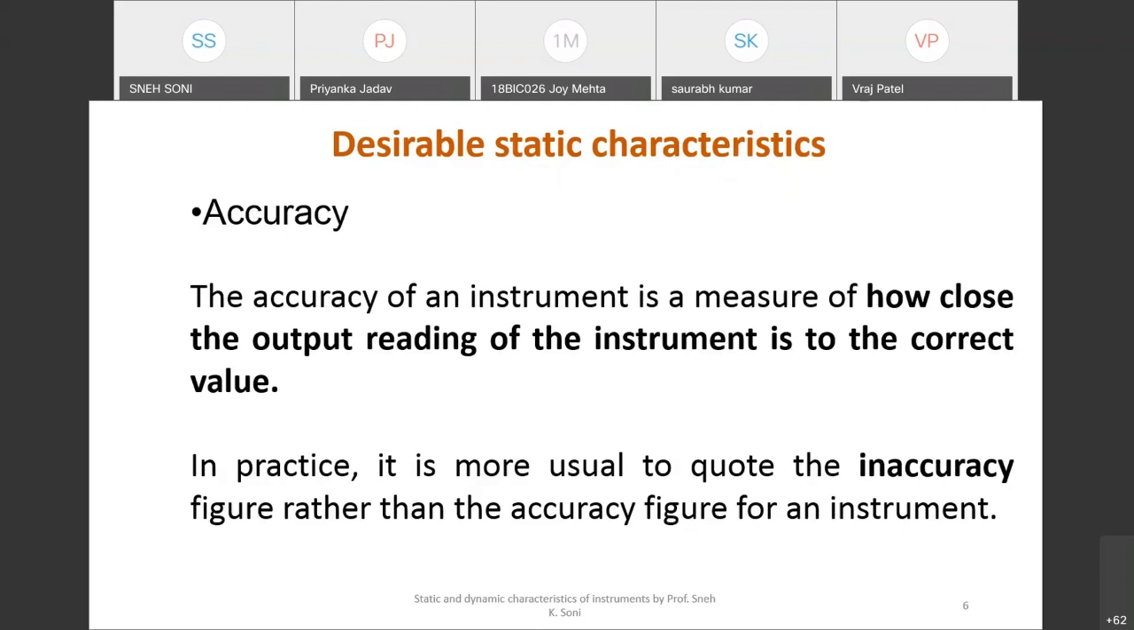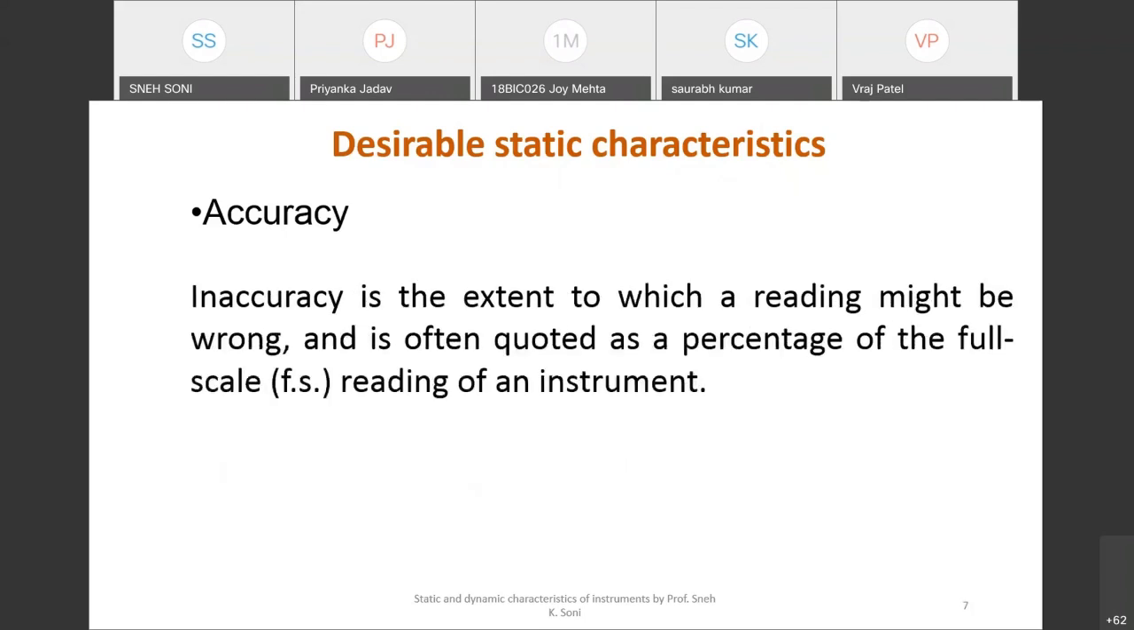So I have taken one example which will give you a clear idea of what I want to explain. Let's move to the next slide. Inaccuracy is the extent to which a reading might be wrong and is often quoted as a percentage of the full scale reading of an instrument. If I go to the technical understanding, there are different terms like inaccuracy, percentage of full scale, all those things. But if I explain with an example, you'll get a clear idea.